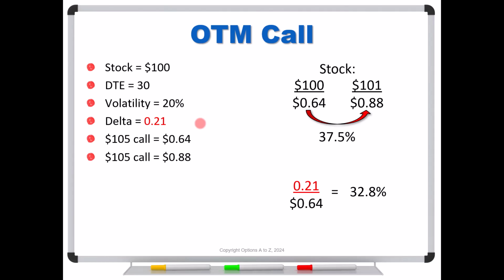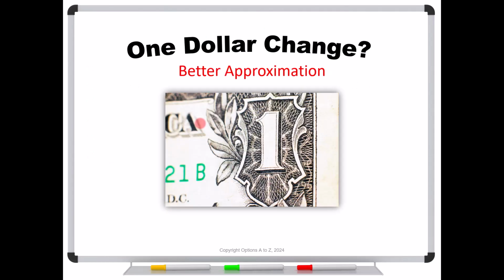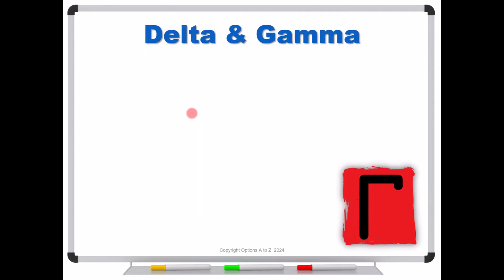All right, so that's a rough rule of thumb way, very quick. A lot of times you can almost do it in your head to figure out by how much your options price is going to move in percentage terms for the next $1 move in the stock. But what if you wanted a better approximation? Well, if you want a better approximation, it's going to come at a cost. It's going to be a little bit more work. And here we need to use delta and gamma.